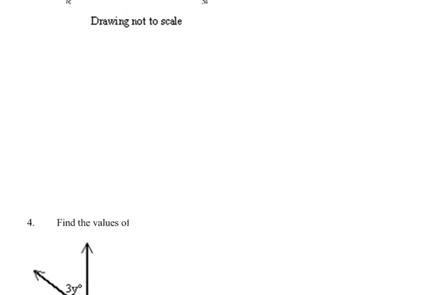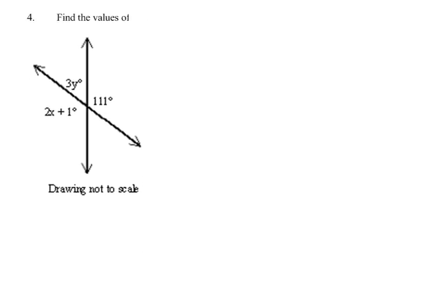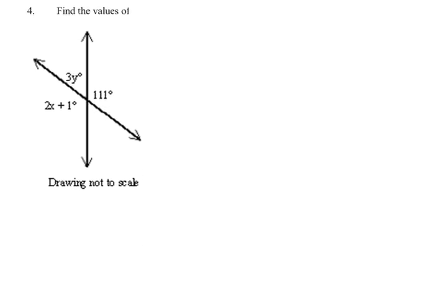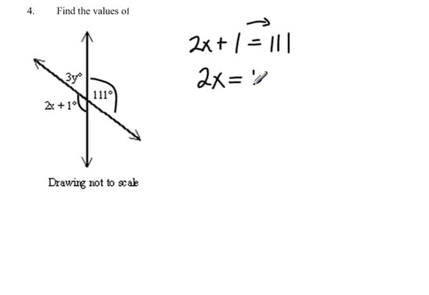Number 4, find the values of the variables. That's what it's supposed to say up here. That 2 got cut off. Notice that once again I have vertical angles, and we know that vertical angles are congruent, so 2x plus 1 equals 111. So solving, 2x is equal to 110, x equals 55.